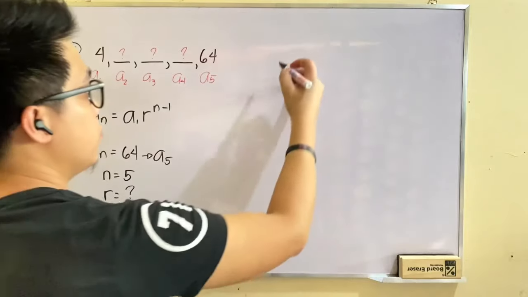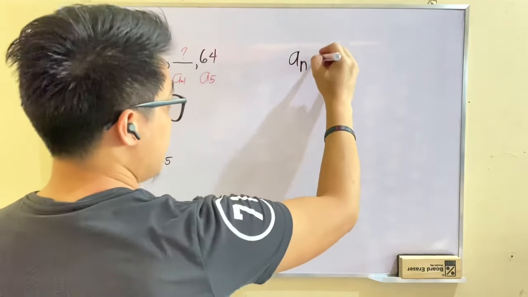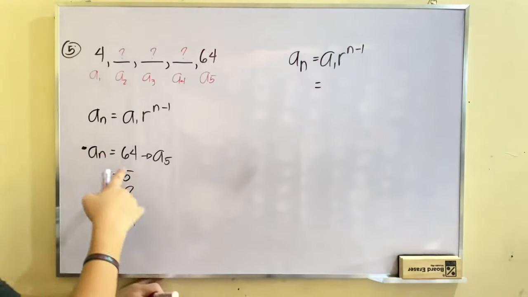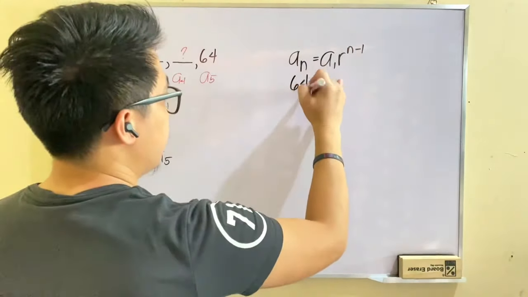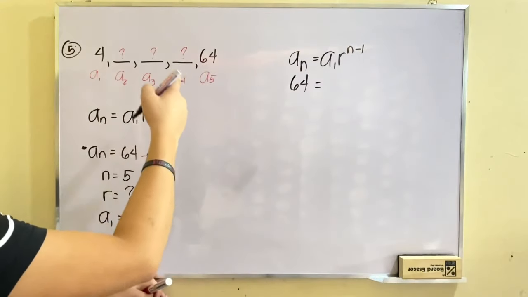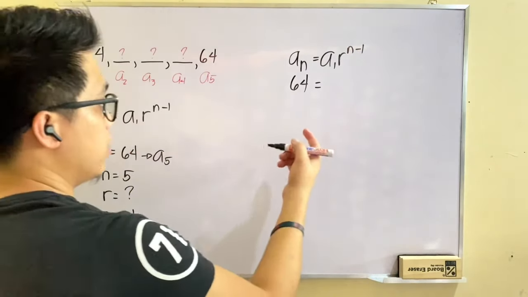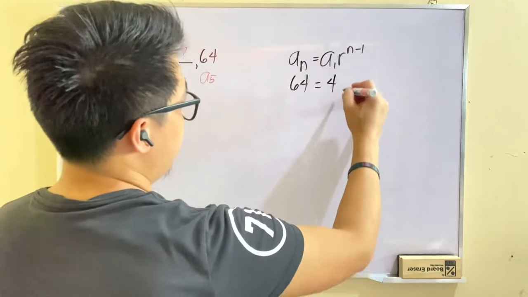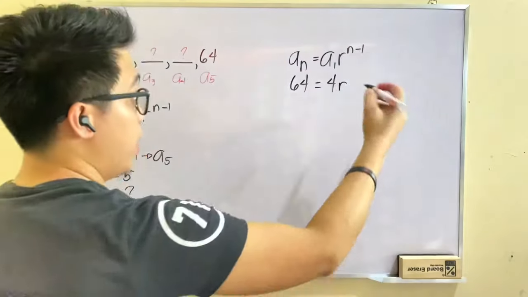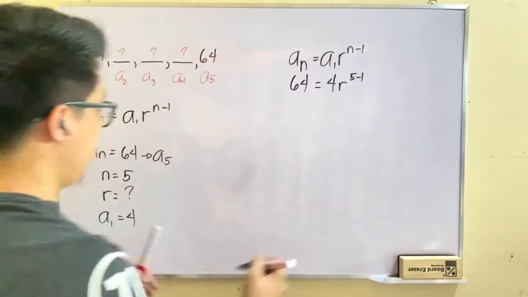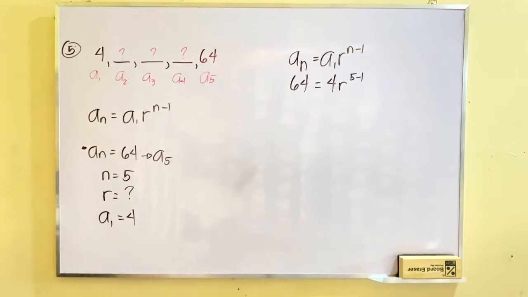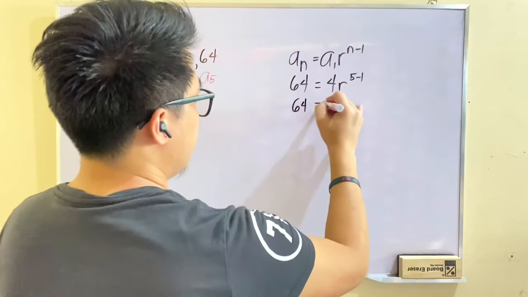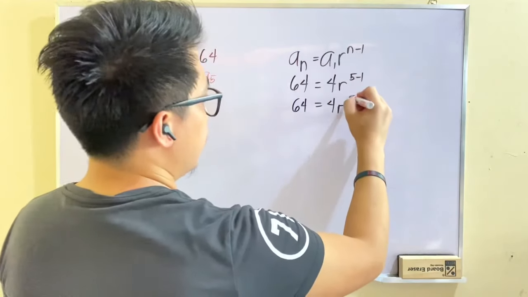Substituting the given, so a sub n is equals to a sub 1 r raised to n minus 1. A sub n or a sub 5 is 64. Bakit siya yung ginamit natin? Kasi siya lang naman yung given dito sa ating geometric sequence. Besides sa a sub 1, which is 4, ratio, which is siya yung nawawala, n is 5, then minus 1. Ito yung ating n. Next, 64 is equal to 4r raised to 4.